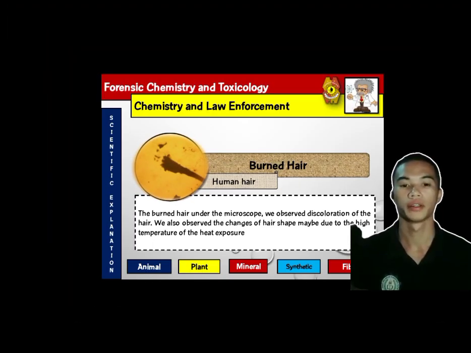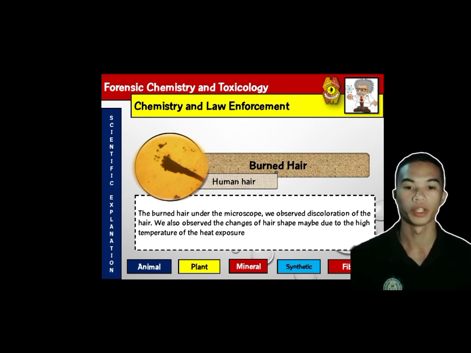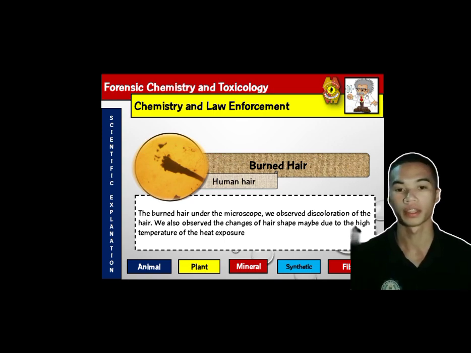Burnt hair. The burnt hair under the microscope. We observe discoloration of the hair. We also observe changes in the hair shape, maybe due to the high temperature, the heat exposure.